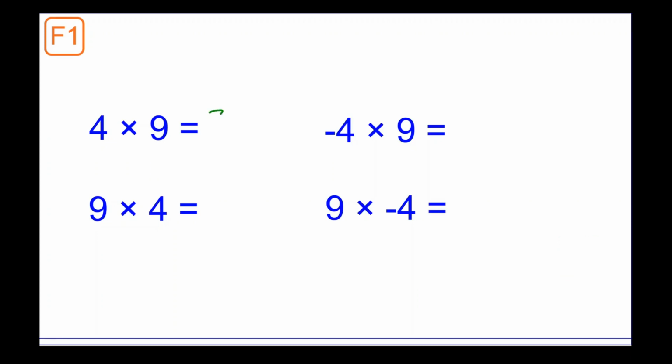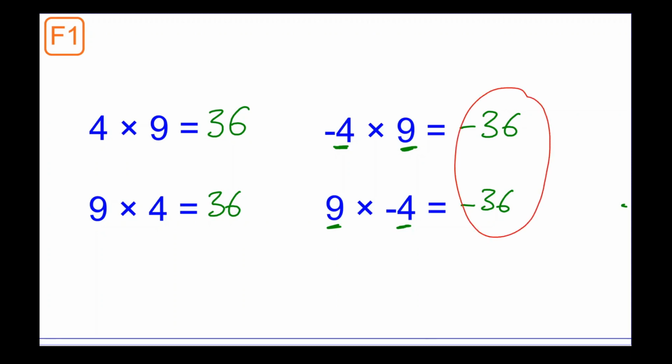Four lots of 9 are 36. If you take away 4 lots of 9, you get negative 36. 9 lots of 4 are also 36. And 9 lots of negative 4 are negative 36. Every time there's a negative multiplied by a positive, or a positive multiplied by a negative, we get a negative answer.